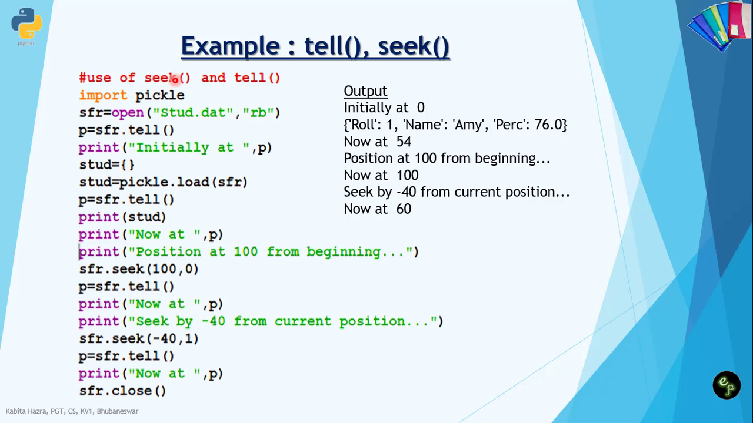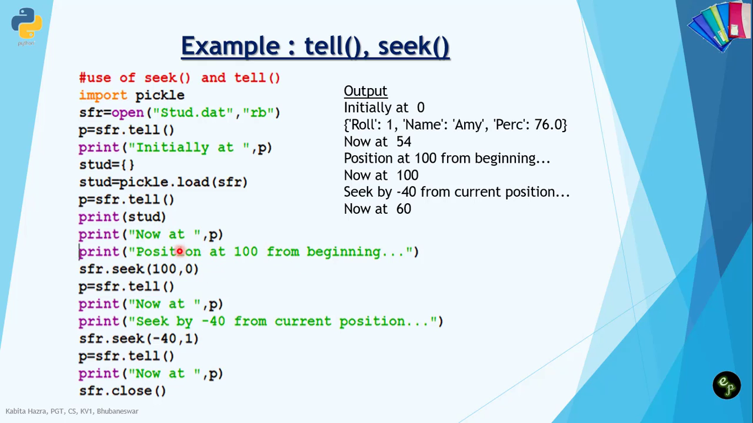A program to see the effect of seek and tell: we are importing the pickle module, opening the stud.dat file in binary mode, which we have already created. Initially asking tell for the initial position, and I am just printing this initial position. Reading the content of the pickle file into a dictionary, it will read the first record, and then we want to know the position of the file pointer after reading the first record. We are also printing the record.